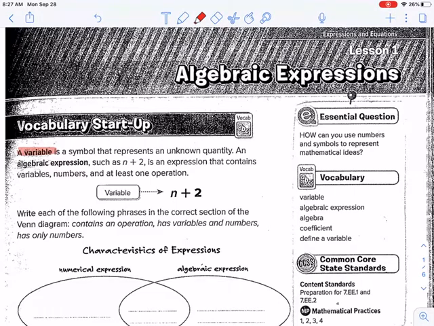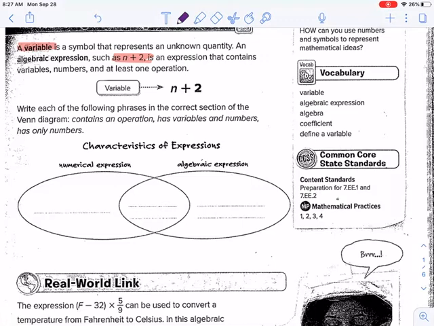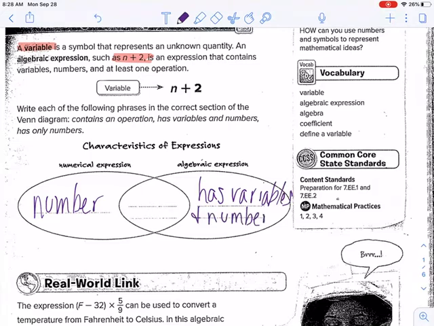So an algebraic expression could be n plus 2. N is the variable. That is what we don't know. It is an unknown quantity. All right, so a numerical expression just has numbers. An algebraic expression has variables and numbers. And both of them have operations.